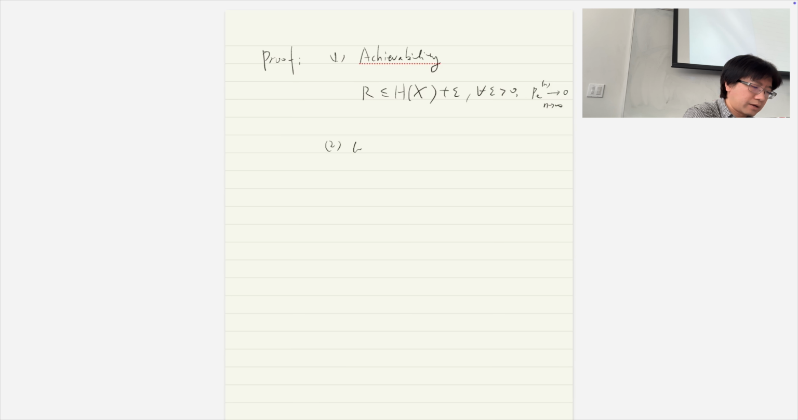And for the converse, it's the impossibility. Basically it means that we need to show that when the error goes to 0, R has to be at least this quantity, for all epsilon, as n goes to infinity. That's basically our idea. So let's see how we can show the achievability first.